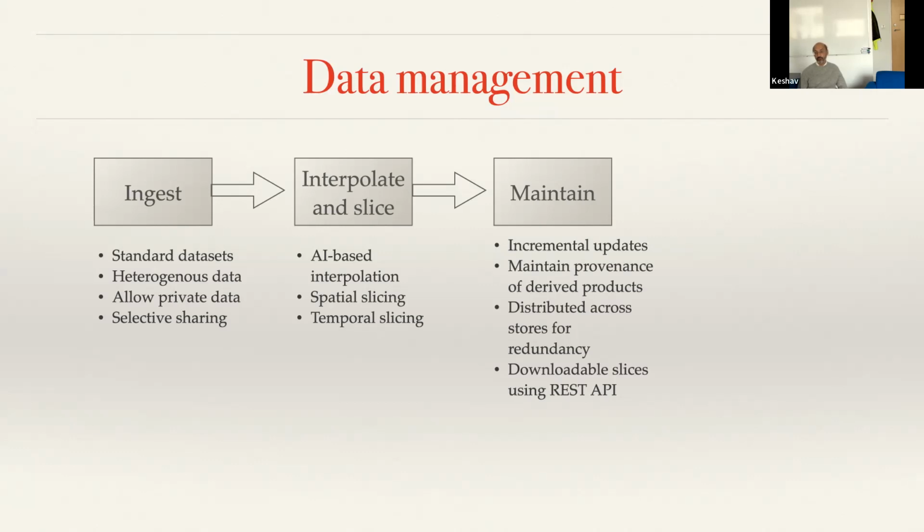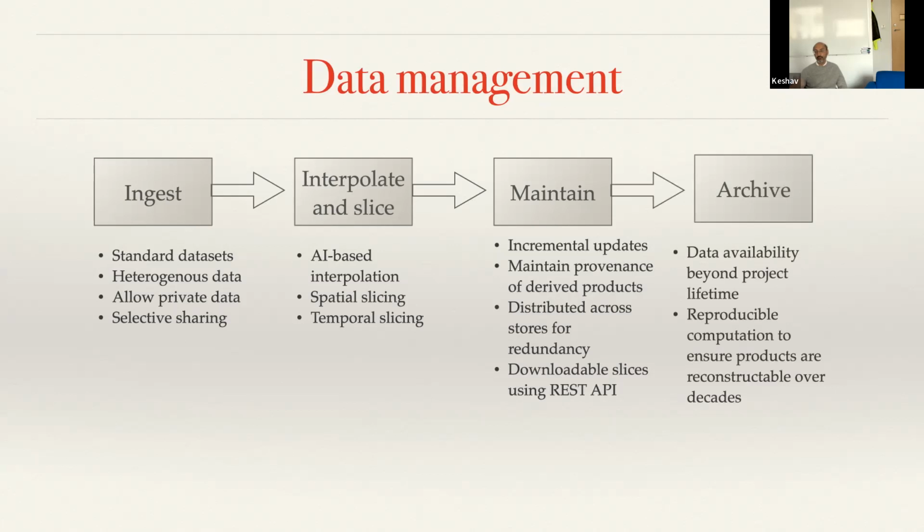We want to make sure that a single loss doesn't cause the system to go down, so we're going to distribute that across multiple stores. And people may want to download slices for their own use, so we want to create a REST API for downloadability. And finally, we want to archive this.